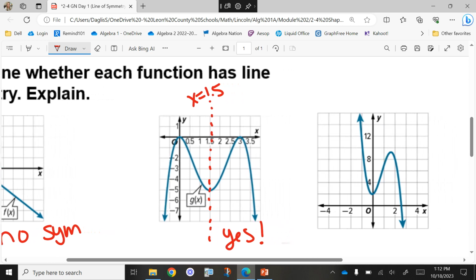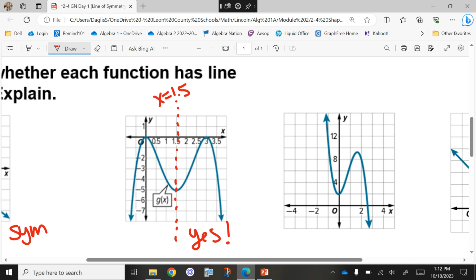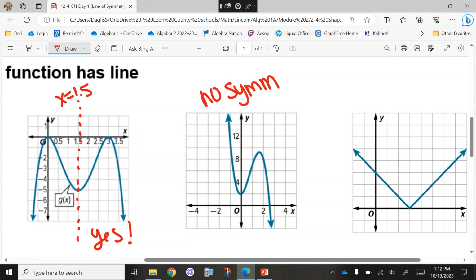All right, how about this guy? You cannot. Yes? No? No. Yeah, I would say no. I was trying to do like a diagonal, but I don't think that would work either. So that's one you cannot. No symmetry for that one. The next one, you can?